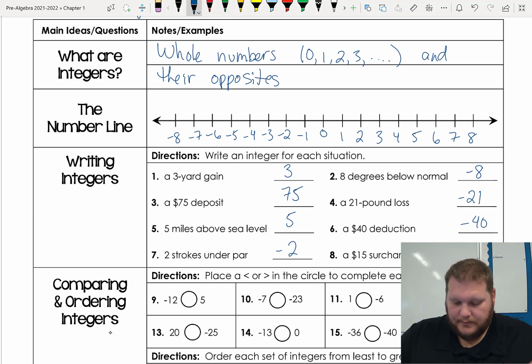That's a golf thing. And then a $15 surcharge. Surcharge means that you have extra money. So 15, positive 15. So those are just writing out integers from a little description.